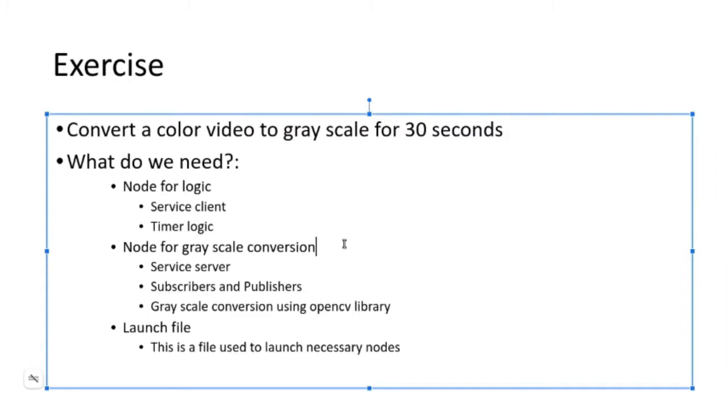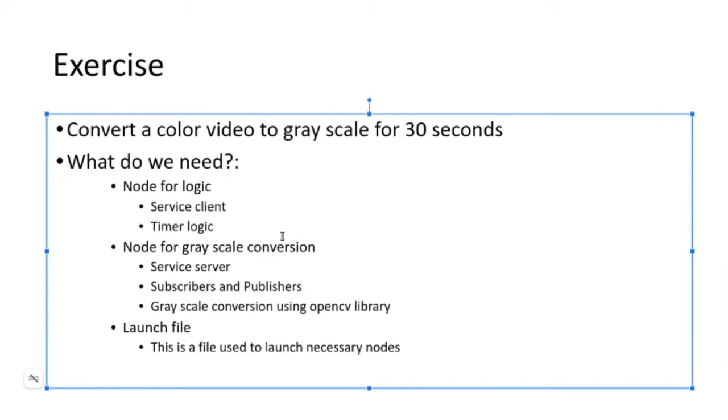And then another node would be used for the grayscale conversion, where it actually subscribes to the video. It does the conversion to grayscale, and it publishes back out the gray video or the gray images. And the third thing we need is a launch file. After we create these two Python files that take care of all of these things that we need, how do we actually run these? The way that we run these is using something called a launch file. And when we execute the launch file in ROS, it'll start up both of these nodes.